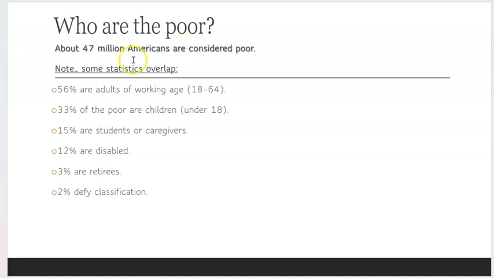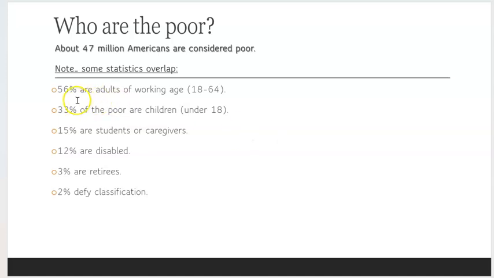For one thing, we're looking at at least 1/6 of Americans considered to be really poor. Now, when I show you the government's definition of the poor, you will see that it's at least twice as much as that in reality. The government says about 47 million. We know it's really closer to 100 million. But let's look and see. Some of these statistics overlap, okay? So it's not going to add up to 100%, but just to give you an idea.